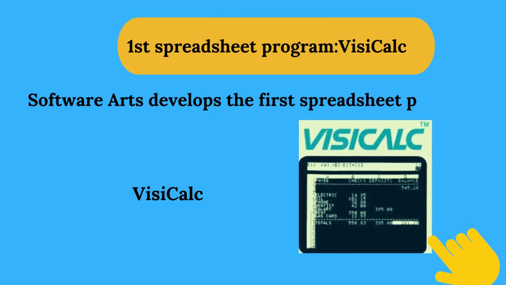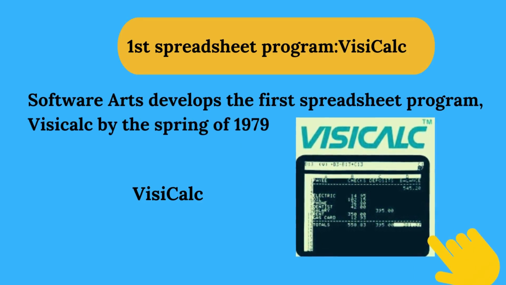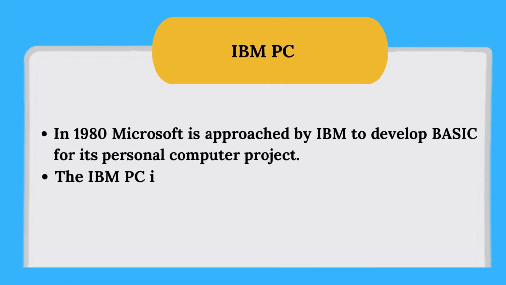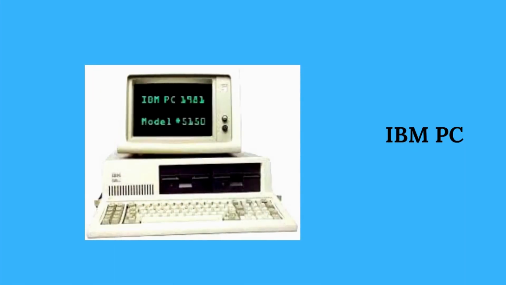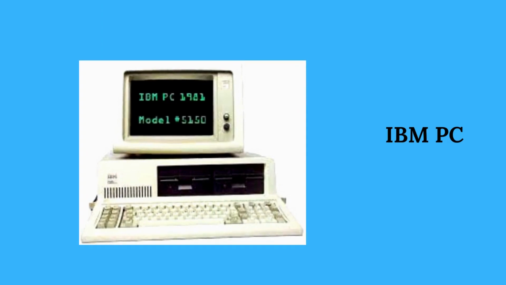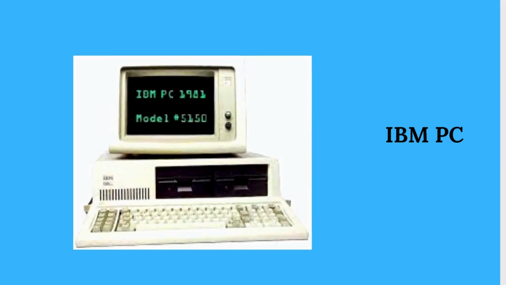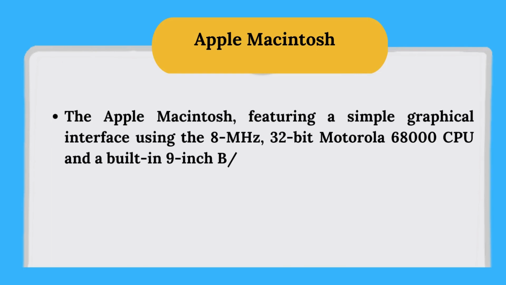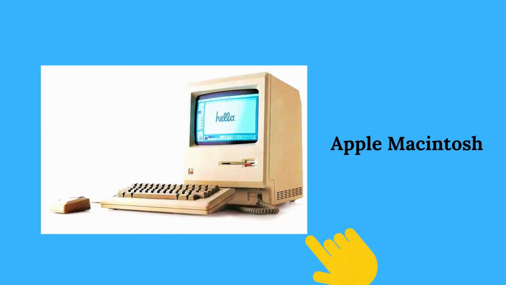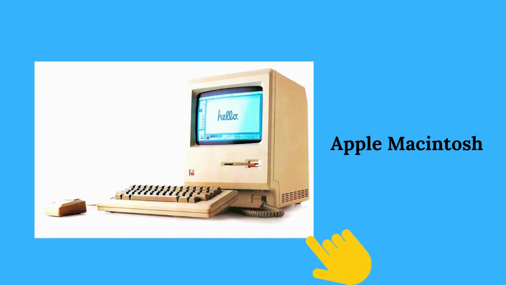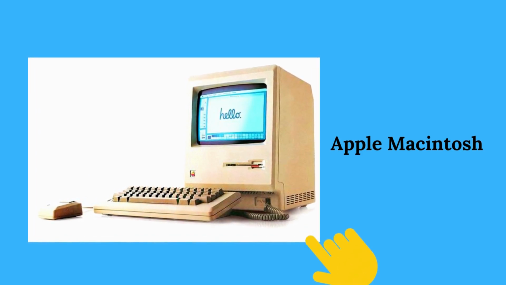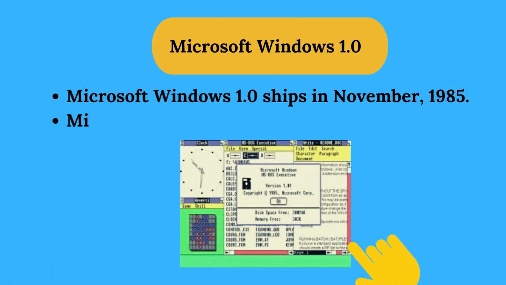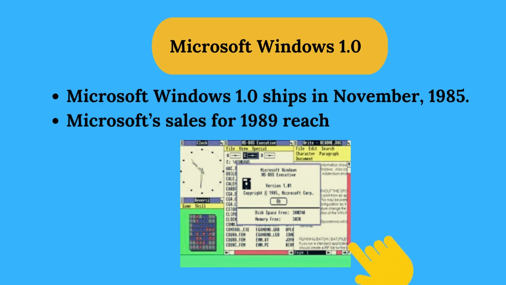Software Arts develops the first spreadsheet program, VisiCalc, by the spring of 1979. In 1980, Microsoft is approached by IBM to develop BASIC for its personal computer project. The IBM PC is released in August 1981. The Apple Macintosh, featuring a graphical interface using the 8 MHz 32-bit Motorola 68000 CPU and a built-in 9-inch black and white screen, debuts in 1984. Microsoft Windows 1 ships in November 1985. Microsoft's sales for 1989 reach $1 billion.